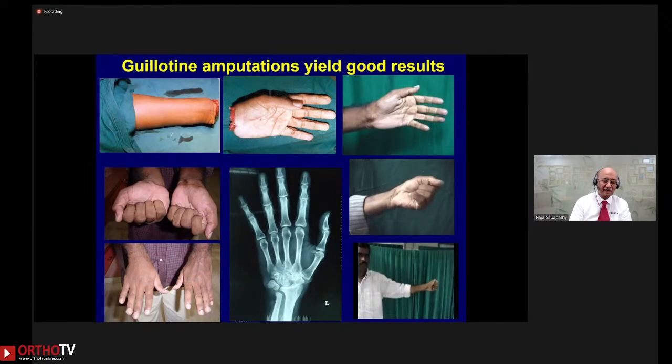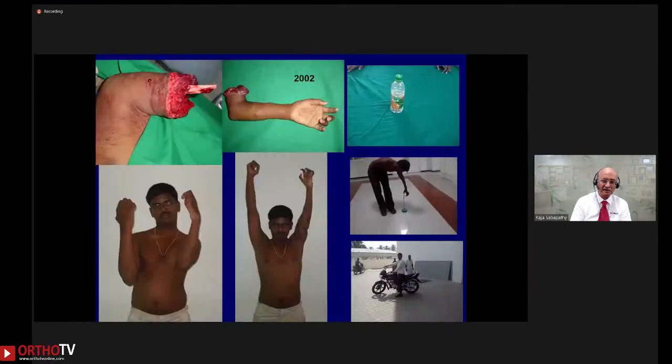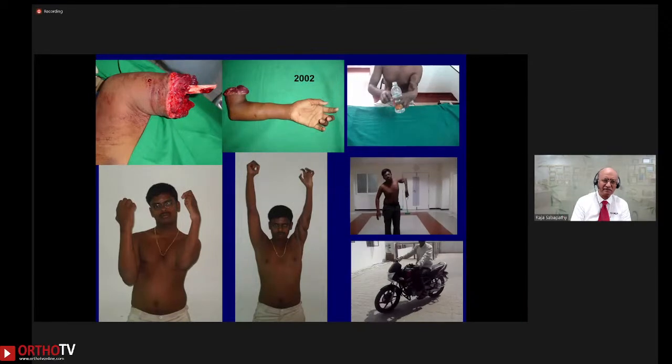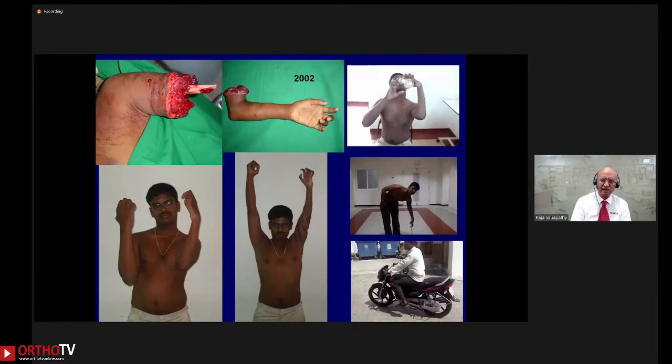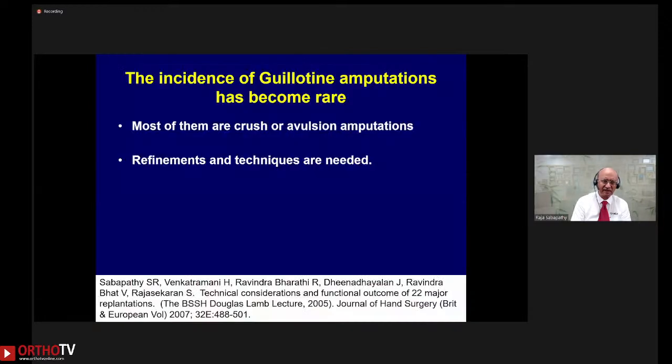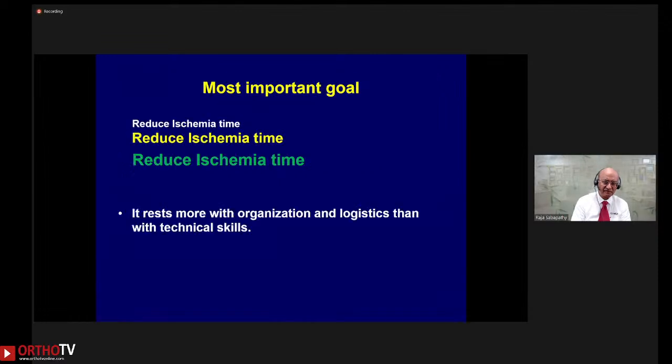But as we started practicing, we found that the number of times we have a guillotine amputation is very few. They are almost always crush avulsion amputations, pull off, and then you see here again it's almost a guillotine amputation. This was again 20 years back, and he's doing very well. He can do tendon transfers. The incidence of guillotine amputation has become rare, so most of them are crush avulsion amputations. So we thought some refinements and techniques were needed, and we summed it up in the Douglas lecture in 2005.